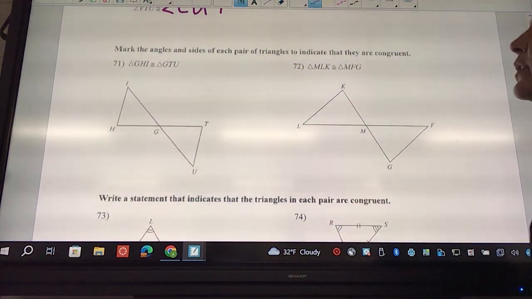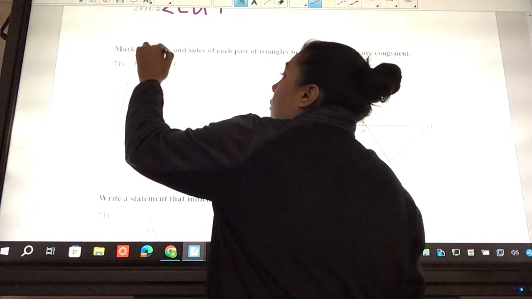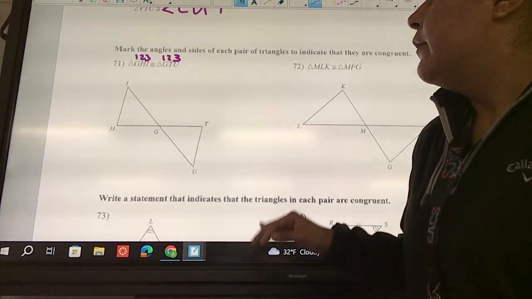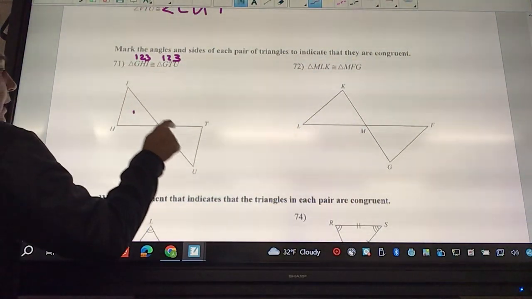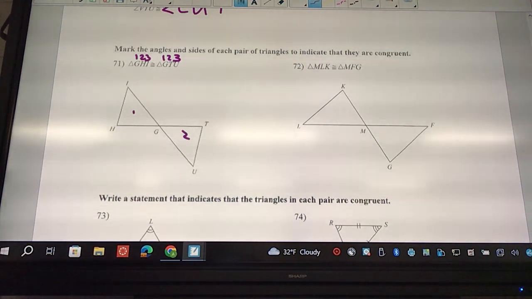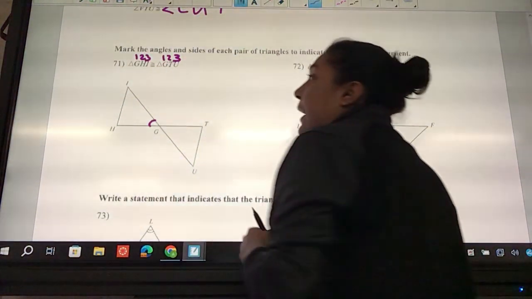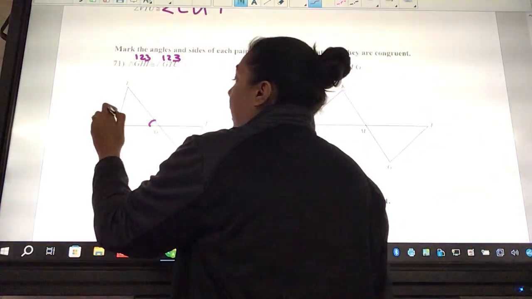Okay, mark the angles and sides for the triangle. So we got 1, 2, 3, 1, 2, 3. First of all, find which triangle it's talking about. Triangle GHI, is that triangle 1 or triangle 2? 1. And that's where some of you mess up. So triangle 1, angle 1 is going to be G. What is H? How many rainbows is H going to get? 2. What about I? 3.